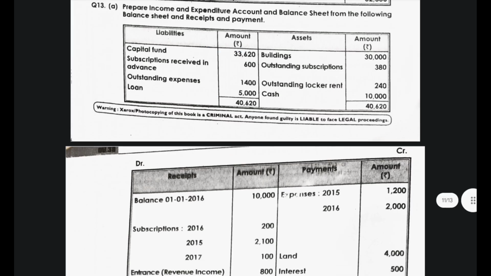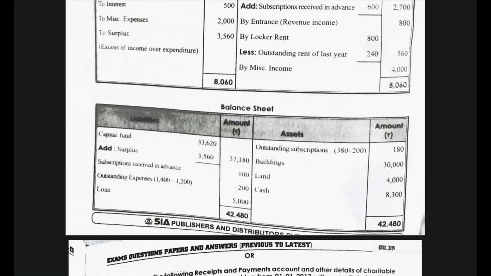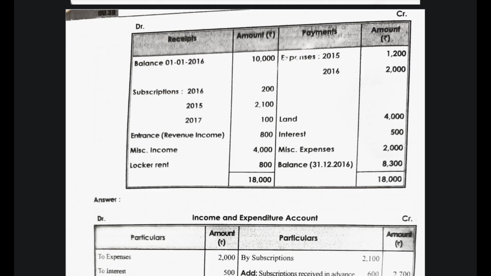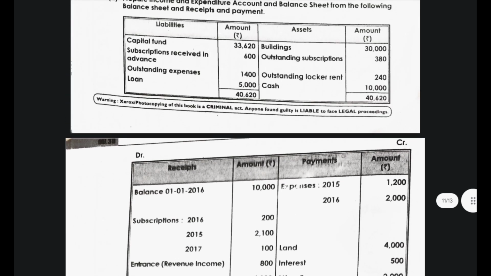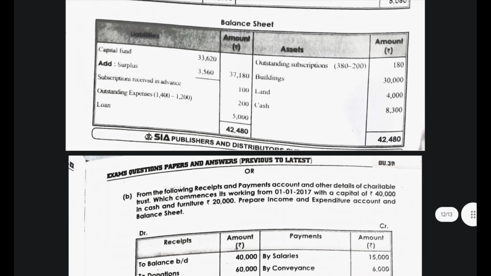But for the outstanding expenses, what we have to do: 1400 minus 1200, we have to deduct that, because it is given here. This 1200, 1400 minus 1200 you have to take. This is the 2015 expenses that are paid. So outstanding actually it was 1400 before that, but in 2015 we have already paid 1200. So only 200 is the balance outstanding expenses. That's why 200 we have taken.